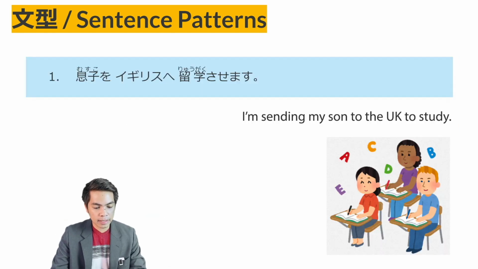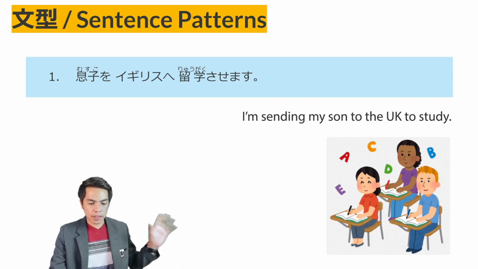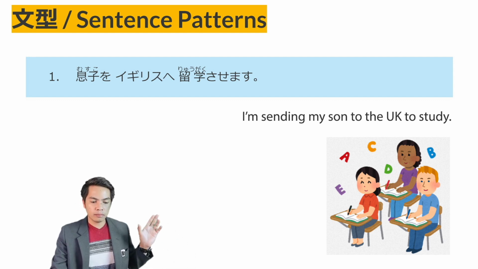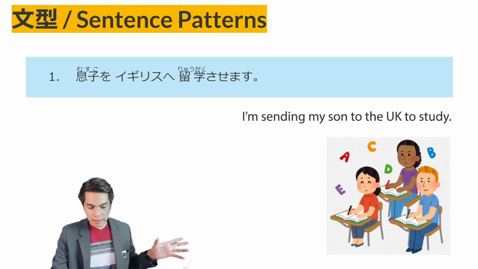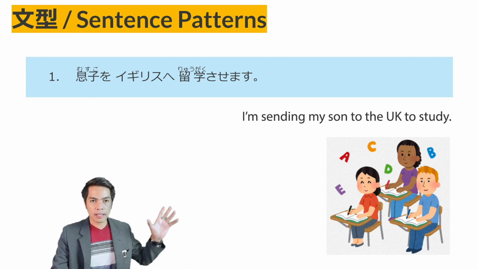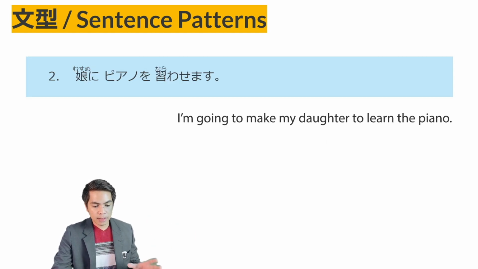Just like in this sentence, musuko o igirisu e ryogaku sasemasu. The verb used is an intransitive verb, ryogaku sasemasu. So the person or the subject of the sentence will be marked with the particle o, musuko o. Musuko means my son. I will make my son study abroad, or I will let my son study abroad. And let's proceed to sentence pattern number 2.